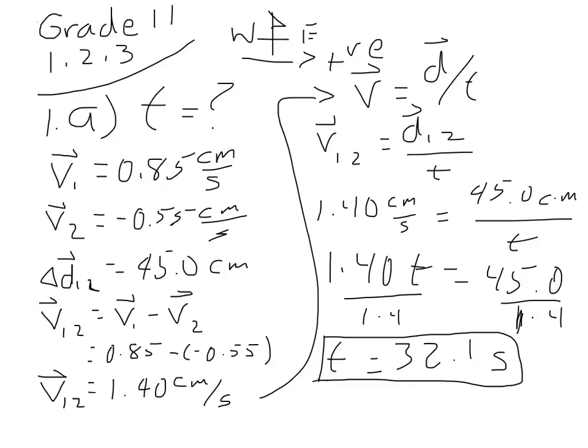This is how much time it will take for them to meet. Please don't forget to write your final statement at the end. Therefore, it will take Slimy and Slurpy 32.1 seconds before they meet somewhere along this path of 45 centimeters. That's the end of part A.